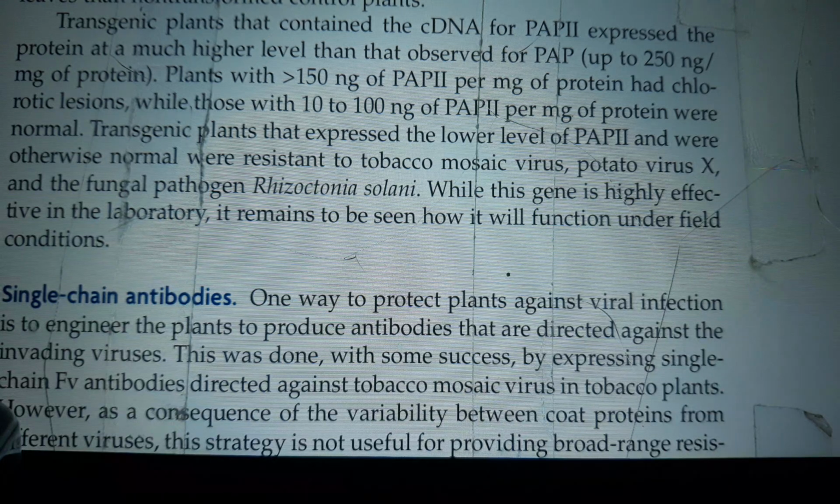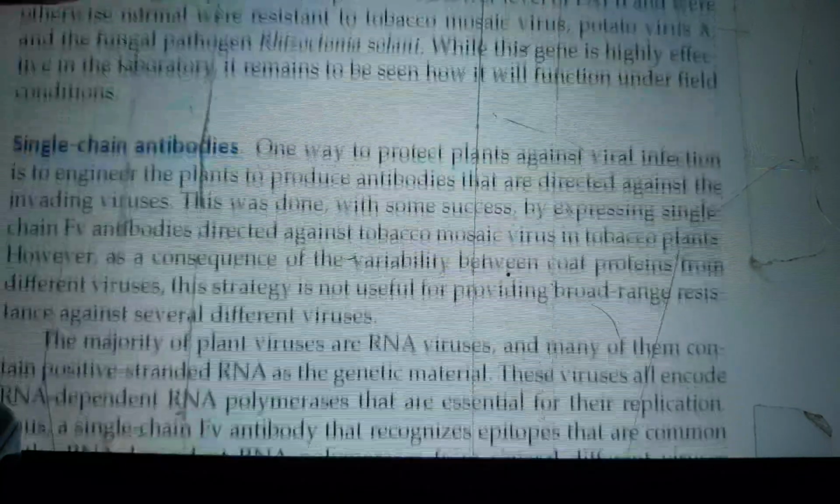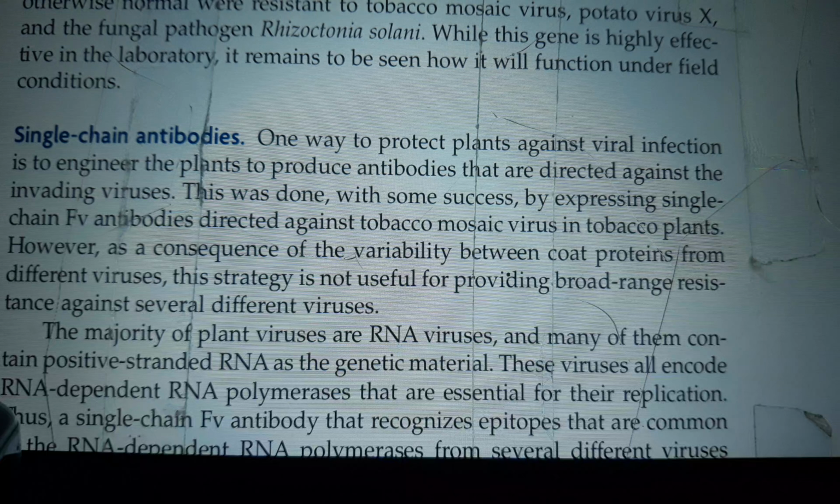Transgenic plants that expressed a lower level of PAP2 and were otherwise normal were resistant to tobacco mosaic virus, potato virus X, and the fungal pathogen Rhizoctonia solani. While this gene is highly effective in the laboratory, it remains to be seen how it will function under field conditions. And on to single-chain antibodies.